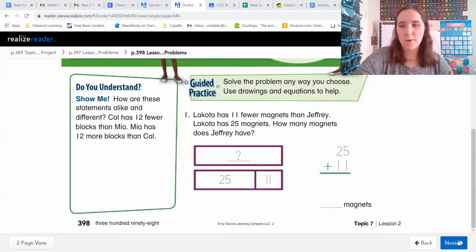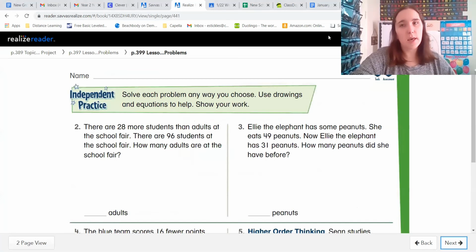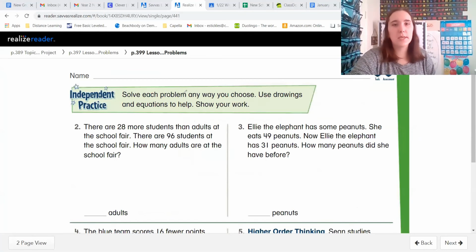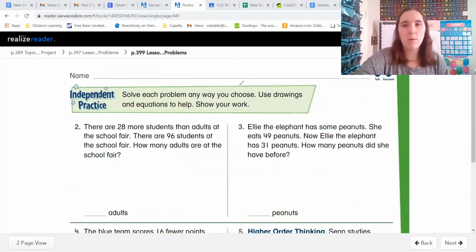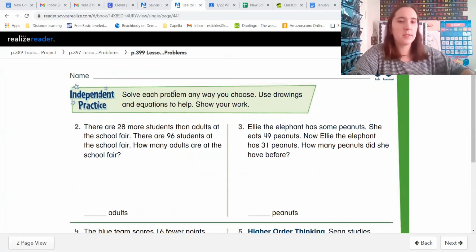Okay, let's turn the page in our workbook. Let's do number 2 together. Let's see what it says. So we're going to do the same thing that we did on the last page. We're going to solve any way we want to and use drawings and equations to help us. Make sure you show your work.